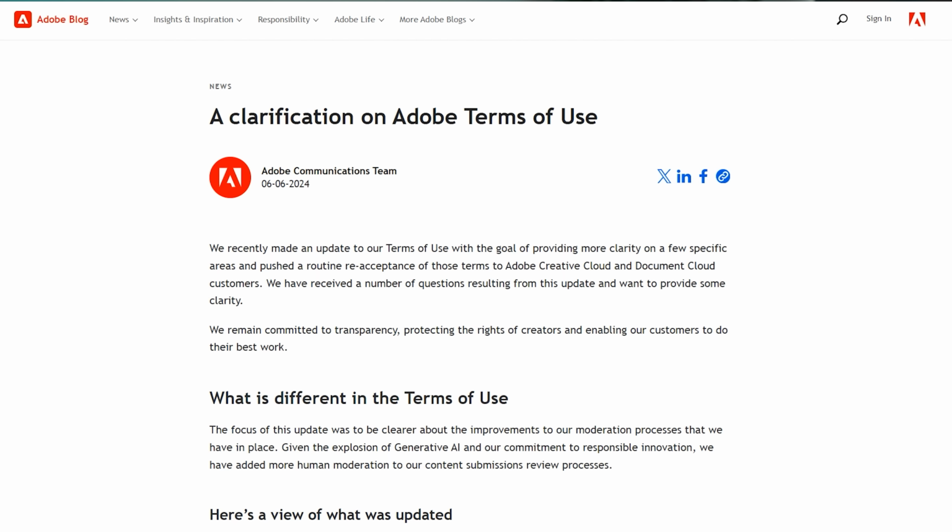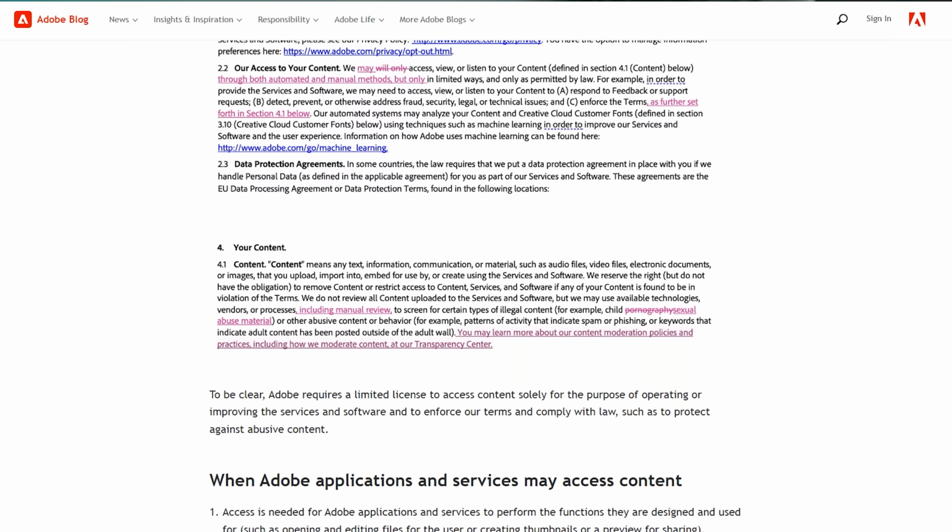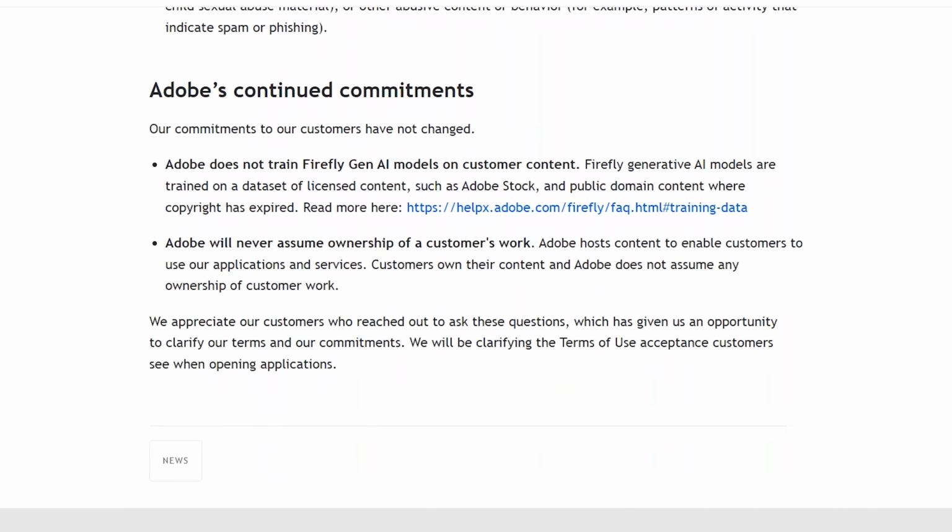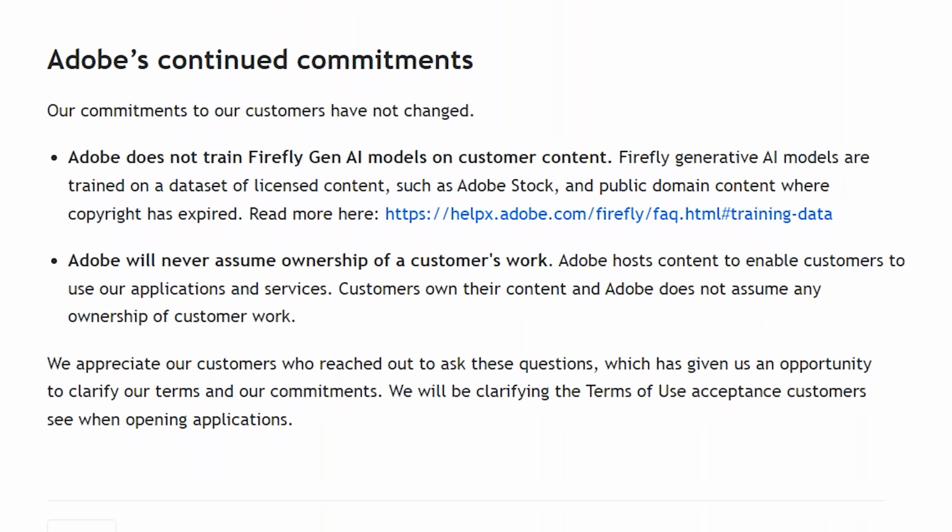The terms of service for any big tech service out there that hosts and modifies content sounds just as intrusive as Adobe's terms of service. So let's dive into the blog post. The most important pieces here are these two bullet points. Adobe does not train Firefly generative AI models on customer content. Firefly generative AI models are trained on data sets of licensed content such as Adobe Stock and public domain content where copyright has expired.